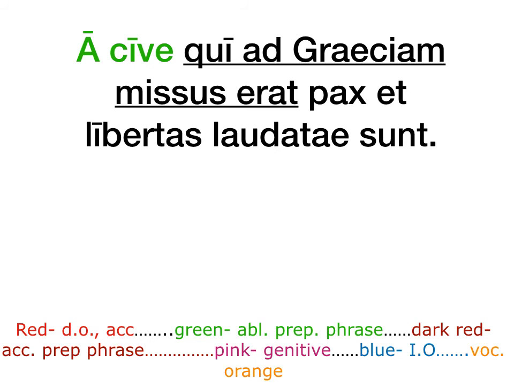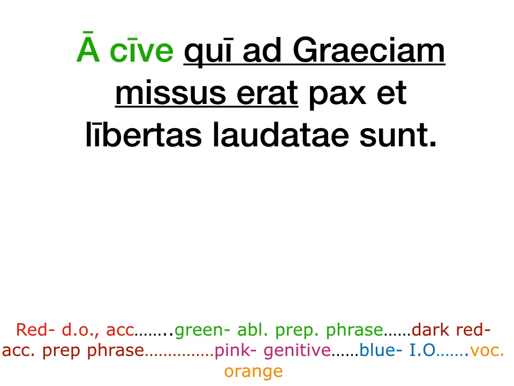Qui ad graecium missus erat. How did I know to end off the relative clause at missus erat if I have no commas? Well, missus erat, once again, is another pluperfect passive, just like the one we saw last time. Pluperfect because of erat. It's one of the perfect passives. It happens to be pluperfect. So we start with a relative clause, end with a verb there, and then I get back into my main clause, which is very simple.